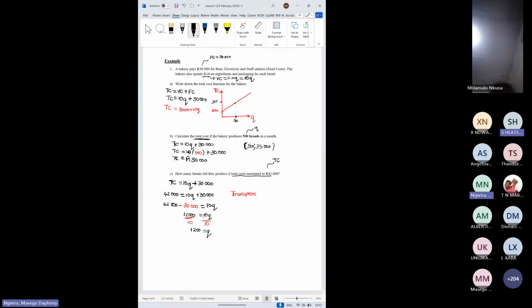So for you to plot a point on the graph, you need 2 values. You need your Q and the TC. So we call them coordinates. You cannot plot the graph if you don't have 2 values.